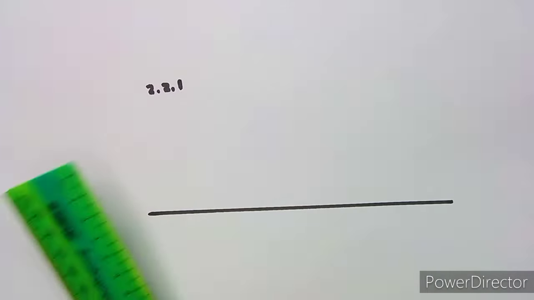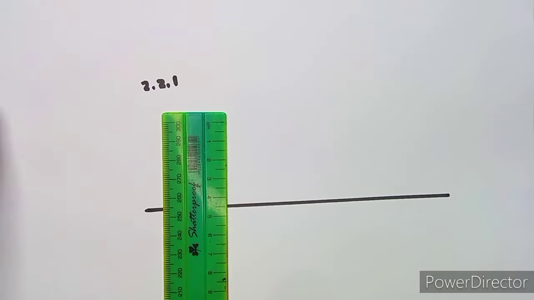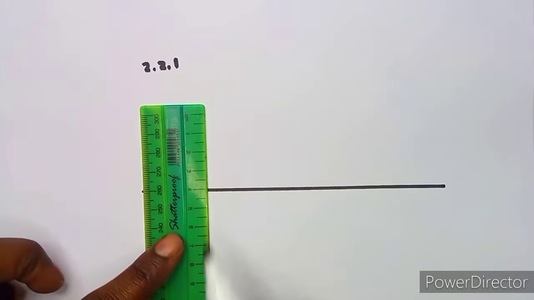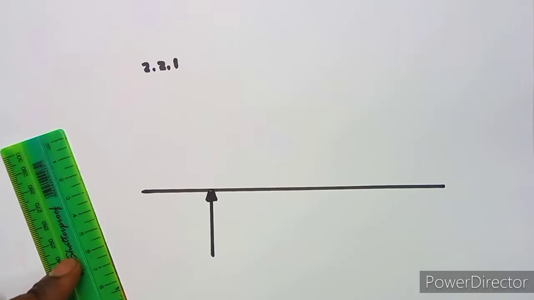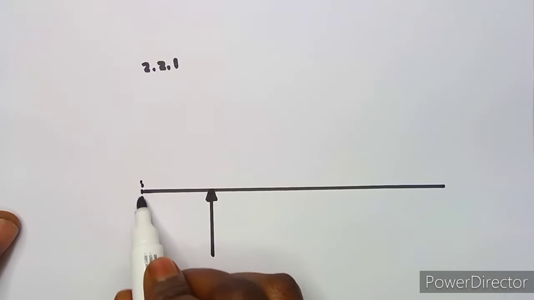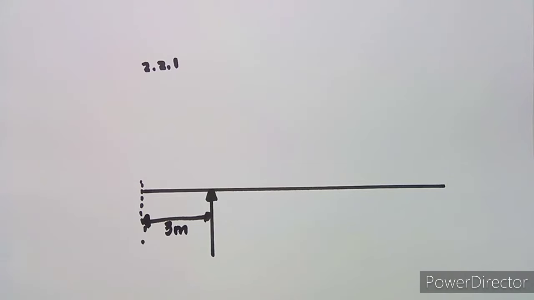Being supported means this is a support, and a support always faces upwards. So we are going to have our support here facing upwards after 3 meters. At this point we've got 3 meters in between these two. We can even name our points A, B and so on, but this is from the left, so you can even name it L.